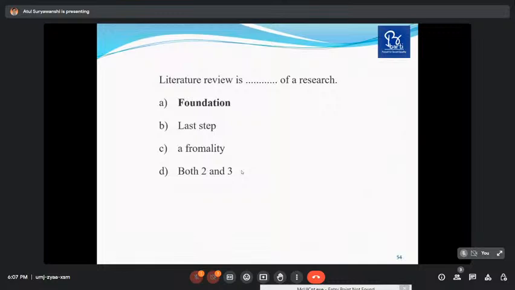So this is INFLIBNET, the Information and Library Network Centre. WoS means the Web of Science, which is a huge subscription-based scientific citation indexing service. So I hope that your concept is getting clear.